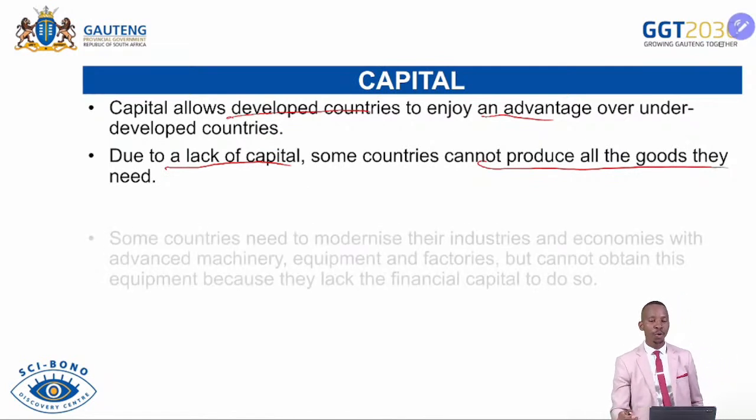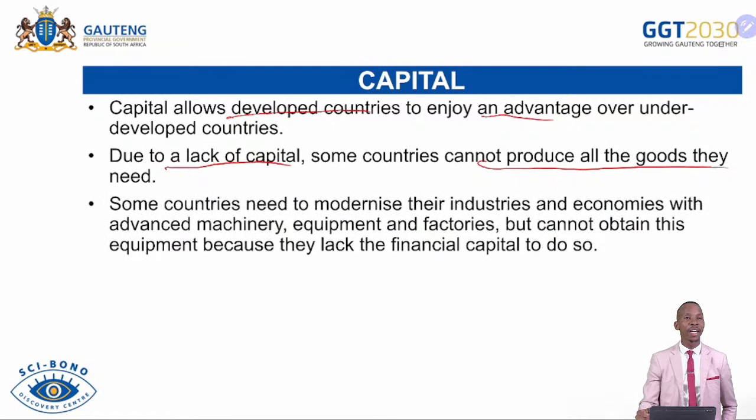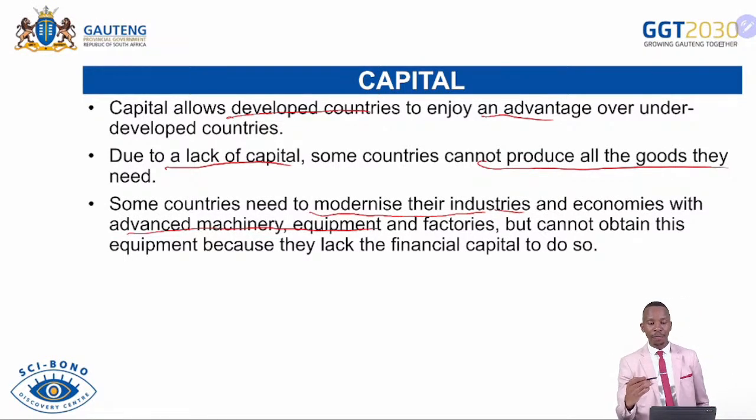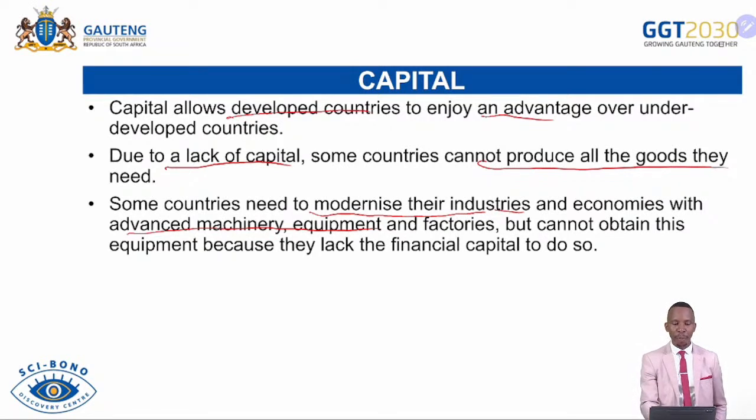So they stand to be supplied by countries that can produce those particular goods and services. As we know, some countries are using modernized technology, their industries are well modernized, and their economies have advanced machinery and equipment. So their factories are also at the highest level in terms of technology and capital itself. But other countries cannot obtain this equipment because they lack financial capital.